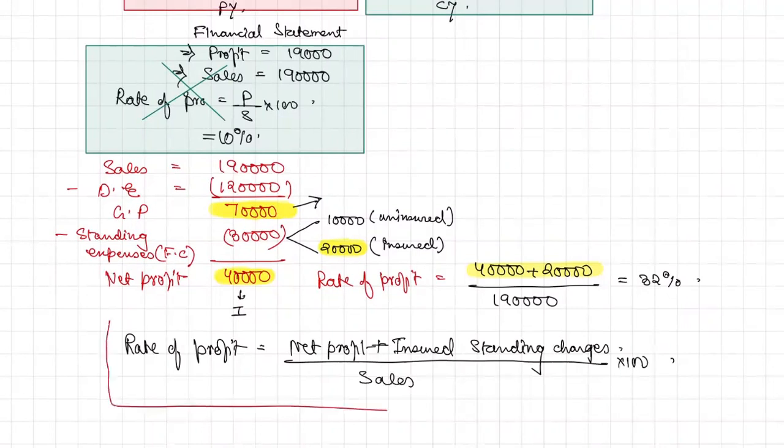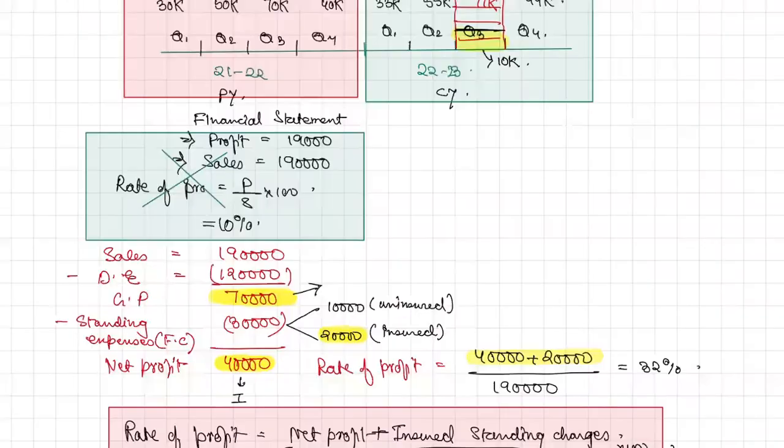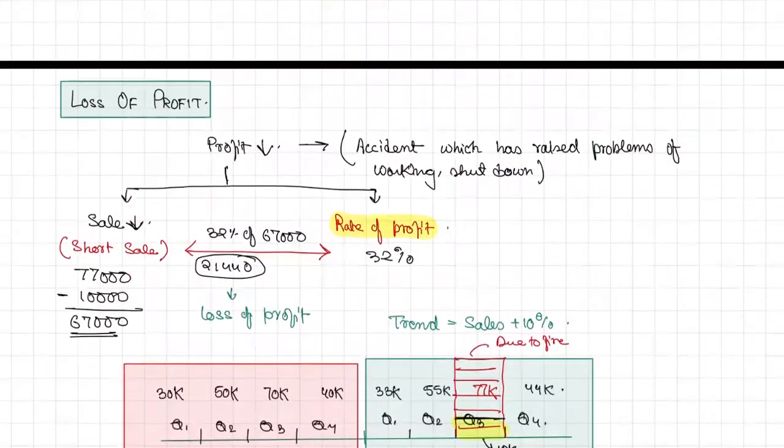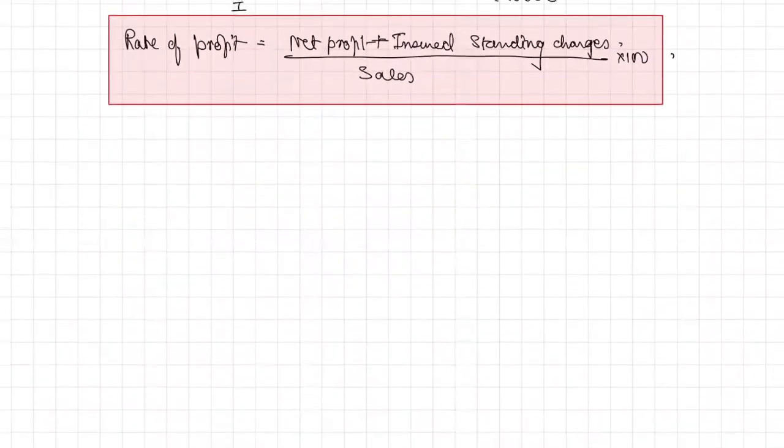देखिए आपको फॉर्मूला की जरूरत ही नहीं है अगर आप समझ गए। If you have understood it then you don't even need this formula. ओके, ये तो हो गया हमारा लॉस ऑफ प्रॉफिट। Now actually the loss of profit depends upon three factors. Okay, one is amount of short sale and the rate of profit. Second will be additional expenses.